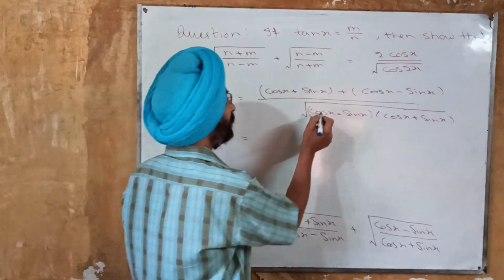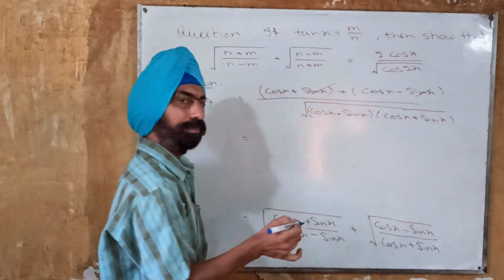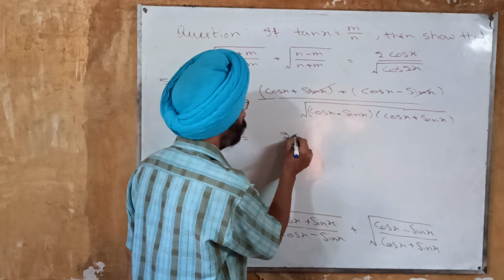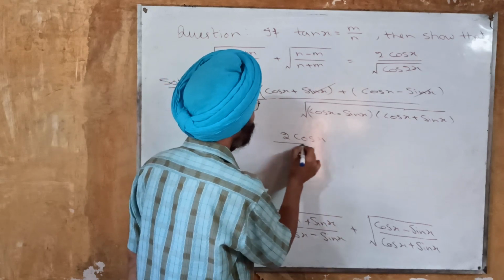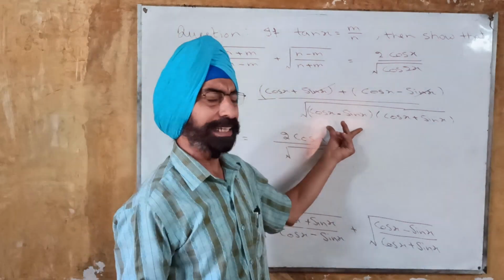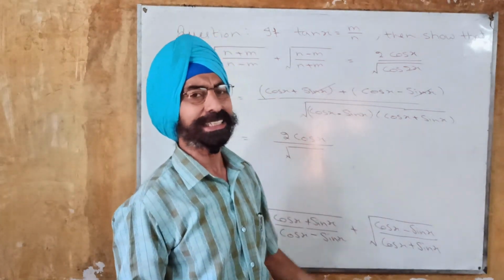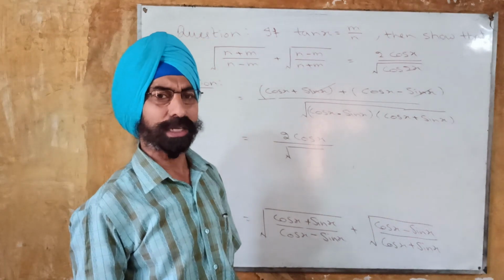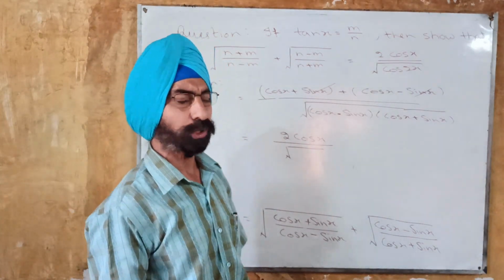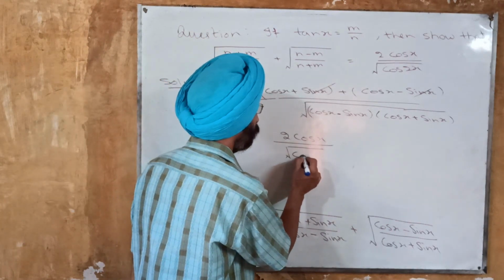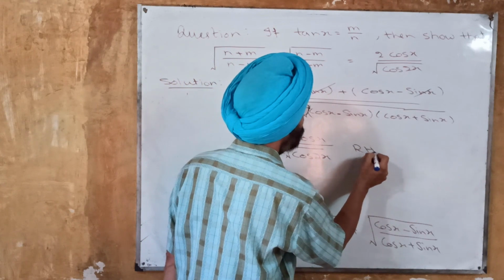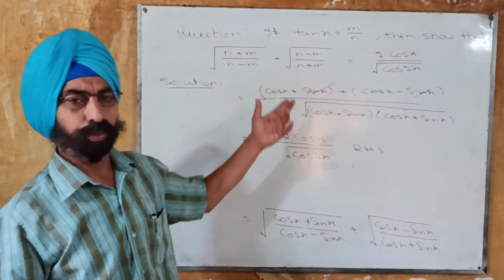So what we are going to get here, the sin x will be cancelled out. This cos x plus cos x will become 2 cos x, and in the denominator this cos x minus sin x into cos x plus sin x is cos square x minus sin square x, and we know it very well that cos square x minus sin square x is equal to cos 2x, which is our required right hand side. So it is the way how to prove this question.